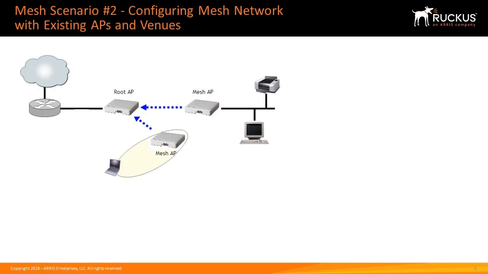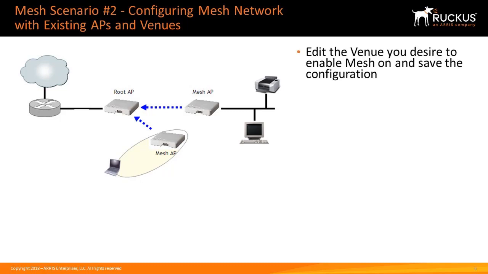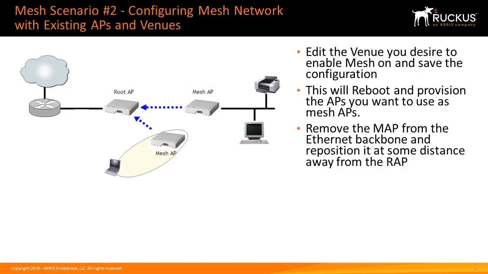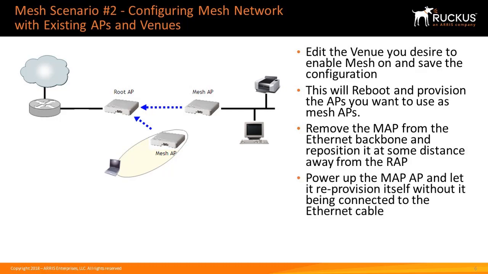In this example, you would go through the following steps. You would edit the venue you desire to enable mesh on and save the configuration. This will reboot and reprovision the APs you want to use as mesh APs. Then you would remove the mesh AP from the Ethernet backbone and reposition it at some distance away from the root access point. You would power up the mesh AP and let it reprovision itself, and after about 15 minutes you would connect new clients to it.